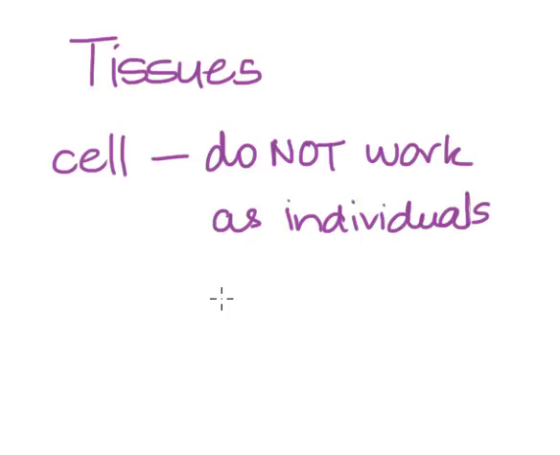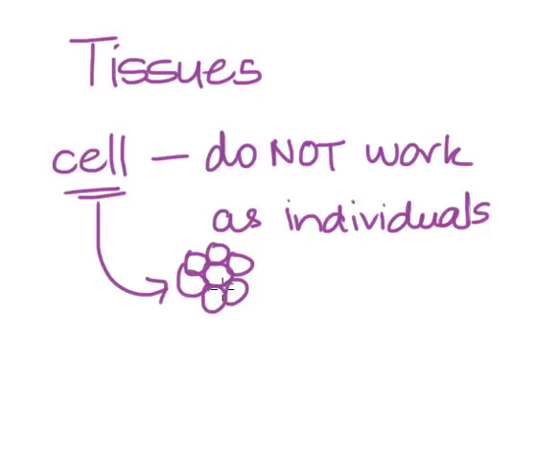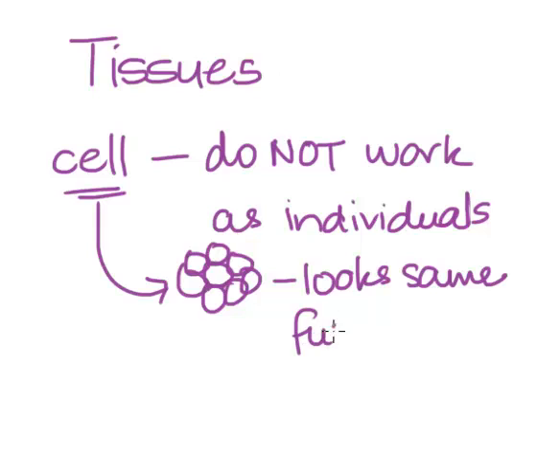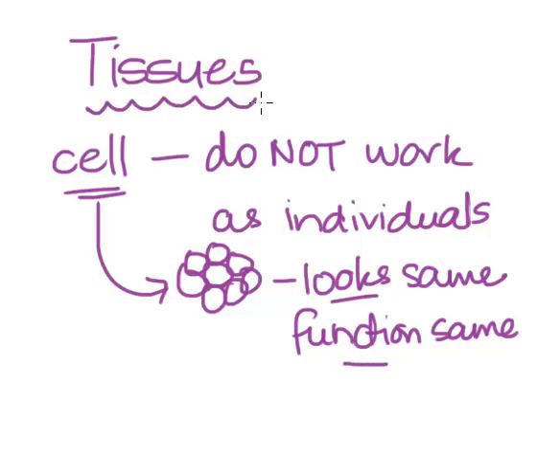In multicellular organisms, cells work together. We tend to find many cells grouped together, and they function in this way as a group. And this group of cells that looks the same and functions the same, in other words, it has the same structure and function, we call this a tissue. Now, we're going to start off focusing on an investigation into plant tissues.